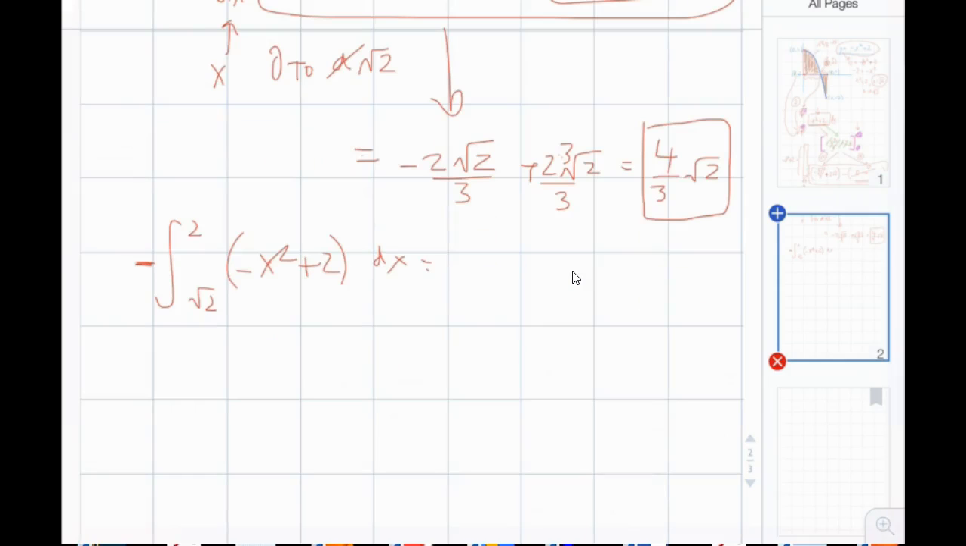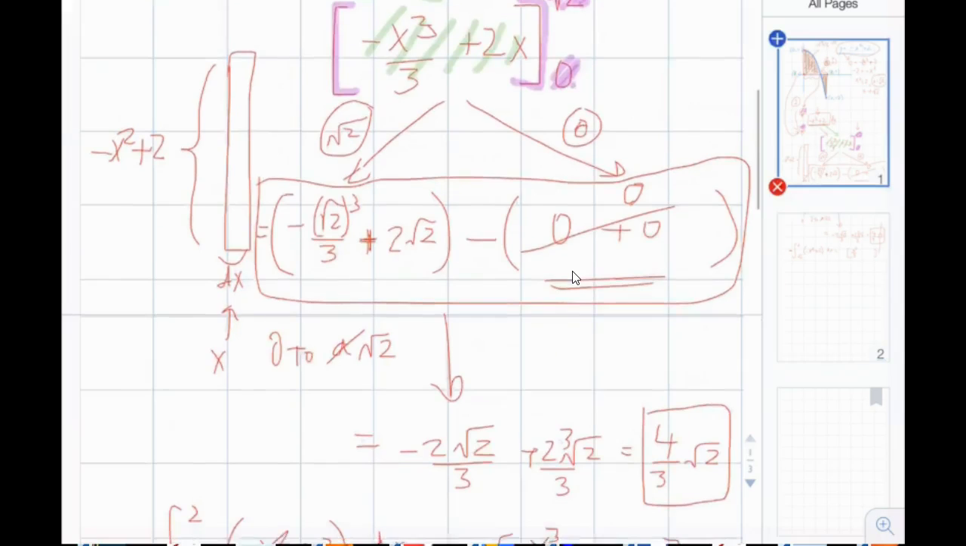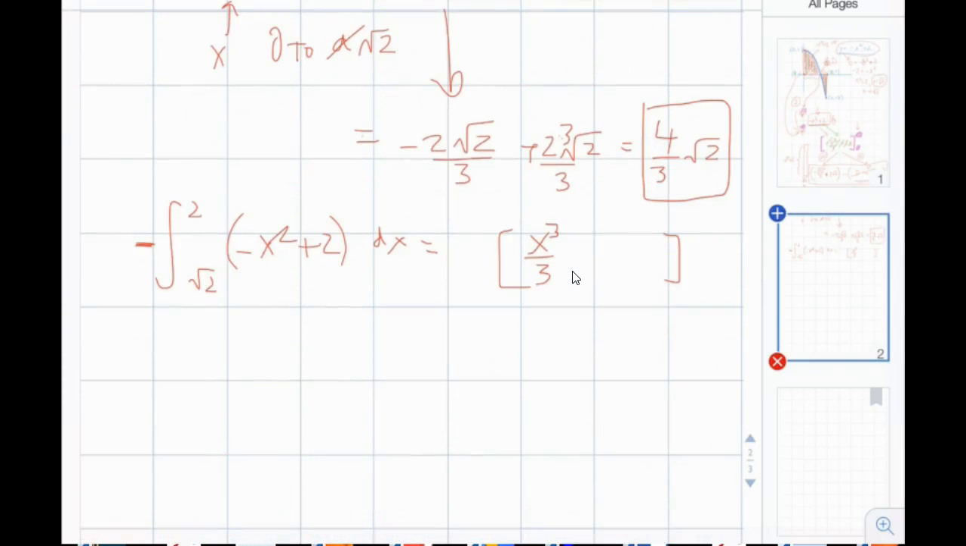We are going to take the integral of the inside, which we've already done above, so you don't need to redo that work. You could just copy it down from above. It's negative x cubed divided by 3 plus 2x. And then remember the notation. We're going to write 2 and square root of 2 here, and then we need to put this negative sign that's here. We need to put it here also.